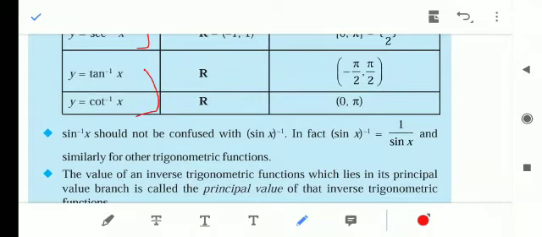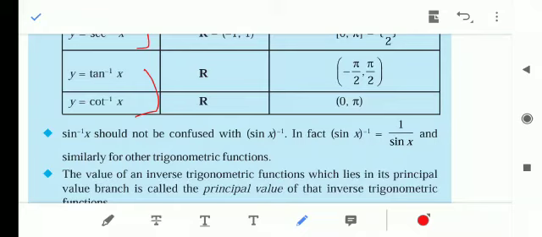So in sin inverse x and cos inverse x, the domain is mod x less than or equal to 1, that is x belongs to minus 1 to 1. And in cosec inverse x and sec inverse x, mod x is greater than or equal to 1, that is x belongs to minus infinity to minus 1, closed interval, union 1 to infinity. In case of tan inverse x and cot inverse x, the domain of the function is R.